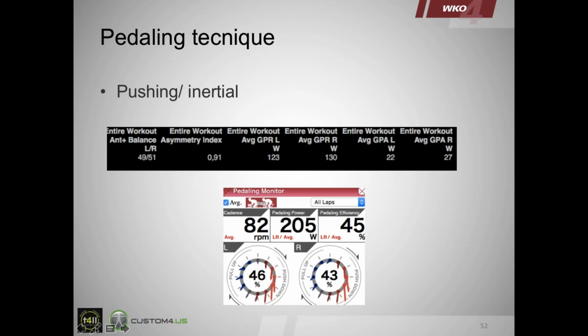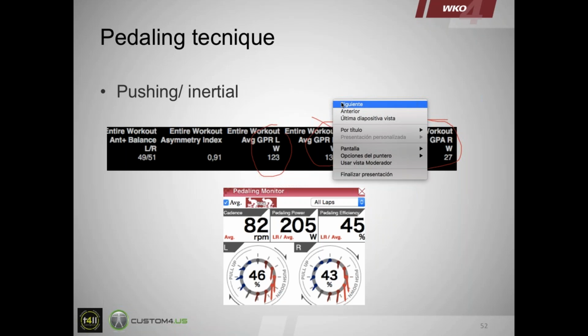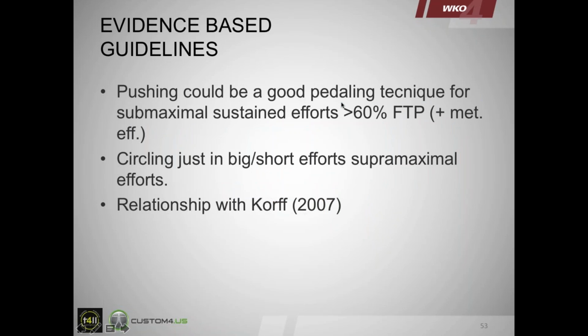The last one, we told him to make inertia or pushing pedaling, and we can see that this pedaling style produces good values of GPR and normal values of GPA. So we can sum up that this pedaling technique could be the best for doing submaximal efforts, for example when we are working in aerobic or tempo training, or why not at FTP. And where we want to go further, the circling pedaling technique could be the best. Anything to add, John, about this one?